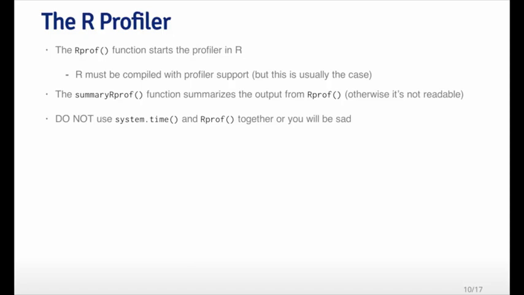R will only be compiled without profiler support in some very special circumstances. Chances are your version of R can use the profiler. The other function that's useful is the summaryRprof function, which takes the output from the profiler and summarizes it in a way that's readable, because the raw output from the profiler is generally not very usable. And so the summaryRprof function is very important.